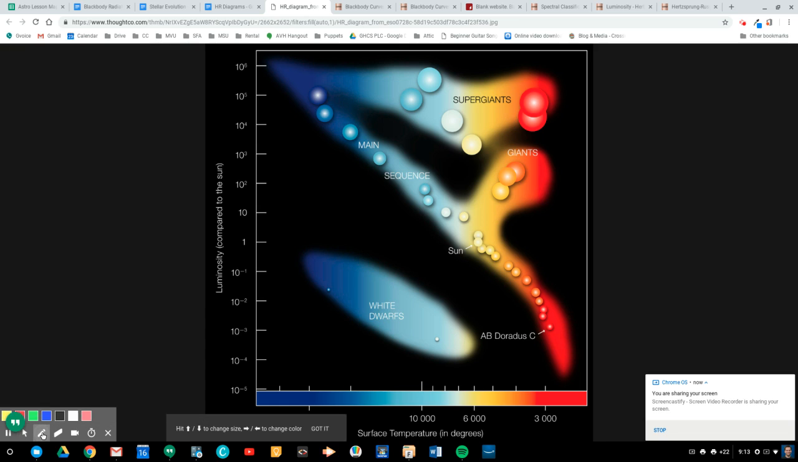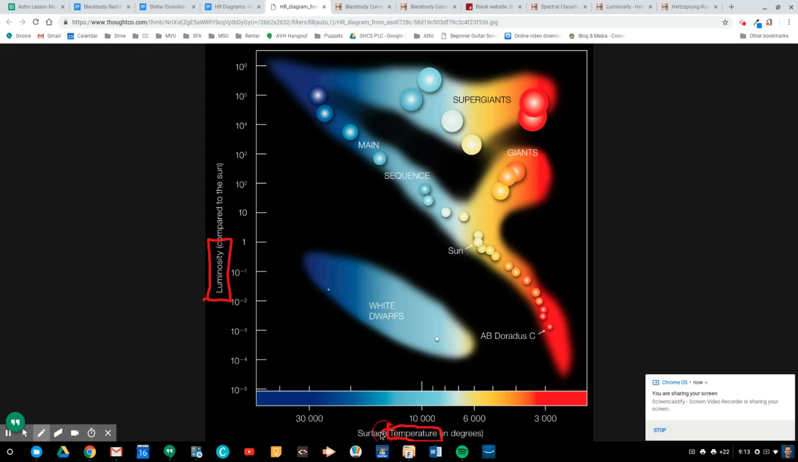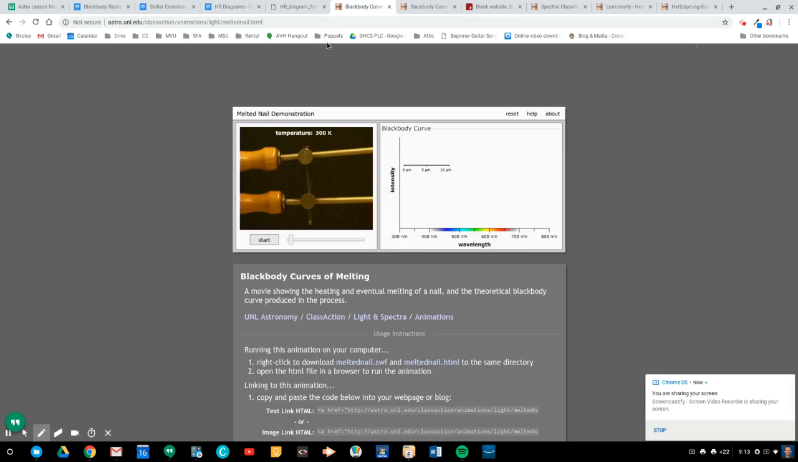Before we get into it, though, I just want to highlight what the units or the axes are, because these are things that we've already seen a little bit of. This axis here is luminosity, and you can see the other axis is temperature. So let's revisit this question of temperature and how it impacts things by looking back at this simulation.